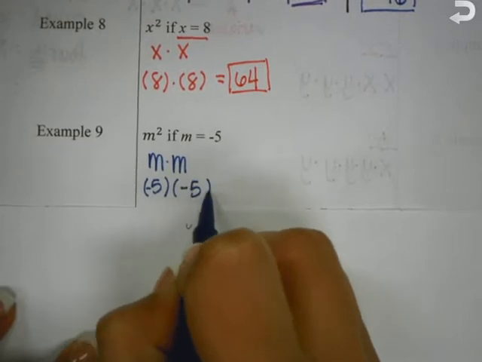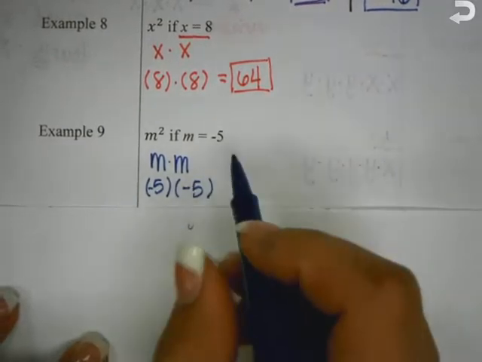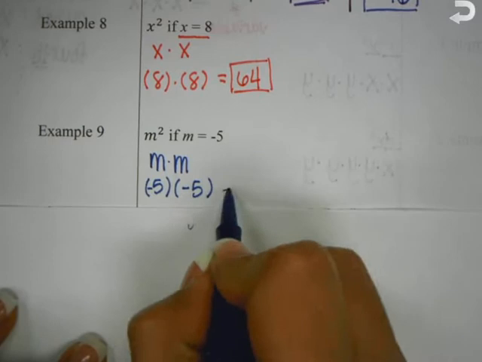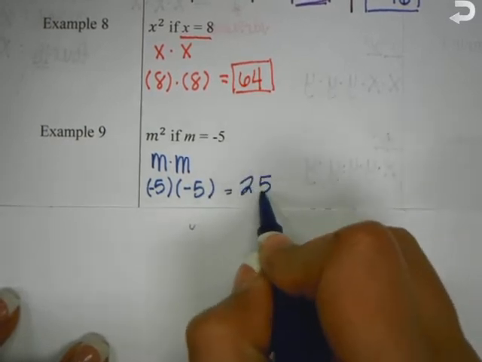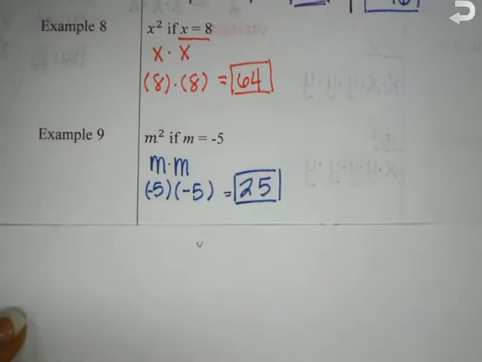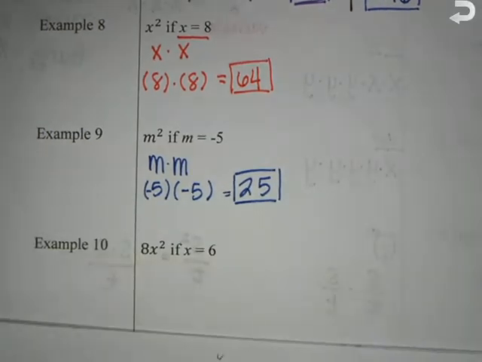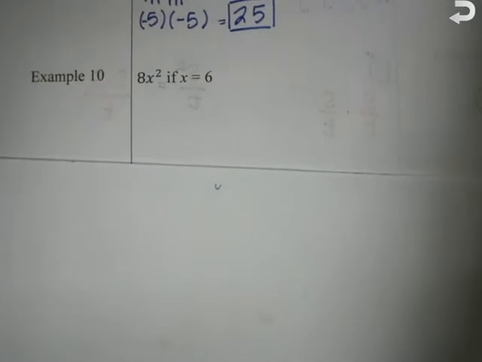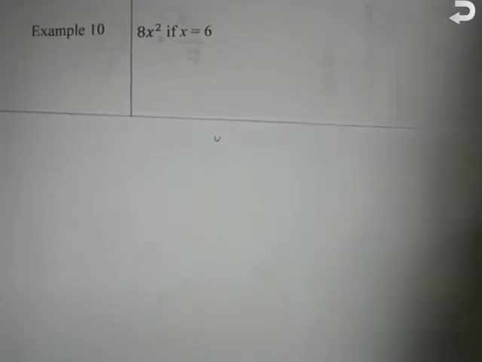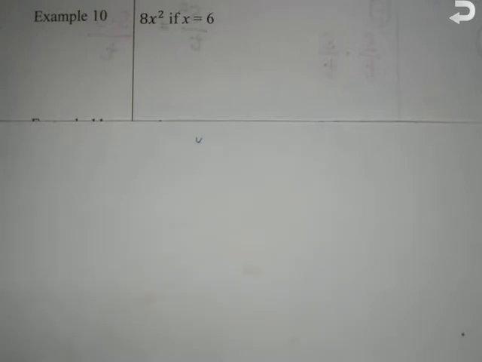Example 10. This is something a little bit different than we've seen before. Now we have a number being multiplied by the x squared. So we have 8 times x squared, and we want to expand this. Does anyone have any ideas how I would expand this, Robert? 8 times 6 times 6. Well, we haven't plugged in the 6 yet. 8 times x times x. Good. So that 8 is just being multiplied by the x, so we just can expand the x squared.